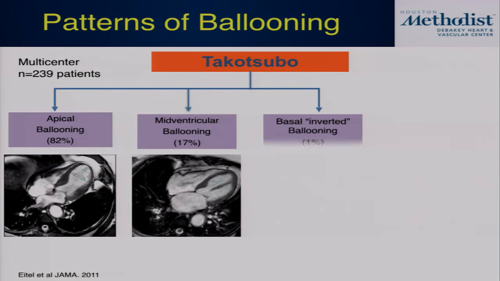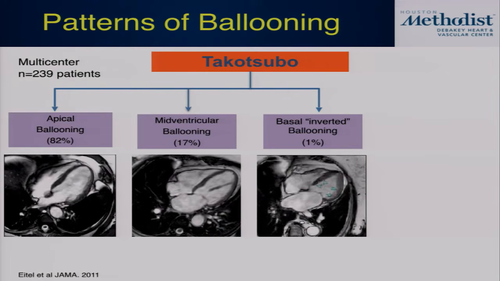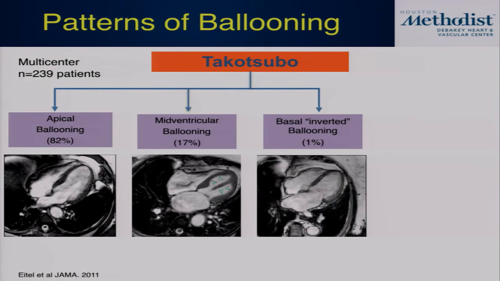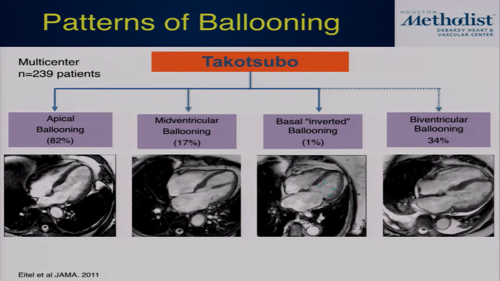And then a very small percentage, 1%, actually had what they refer to as a basal or inverted ballooning syndrome, where in fact the apex is spared, but it's the basal segments that are affected. And about 1 in 3 had biventricular abnormality, where they had both the LV that showed ballooning as well as the RV that shows this abnormality.